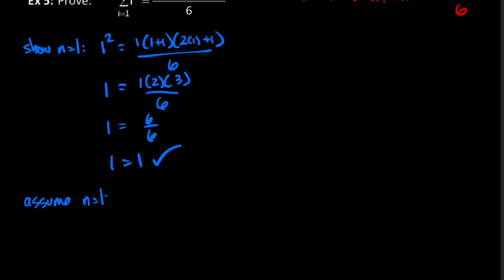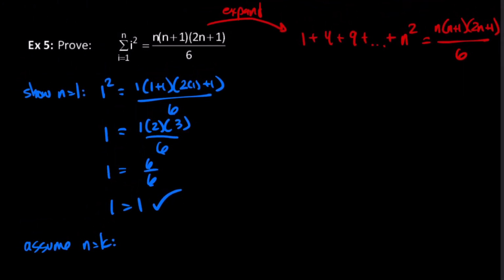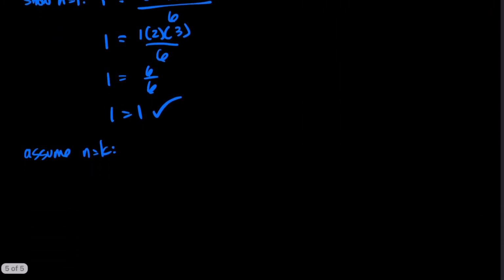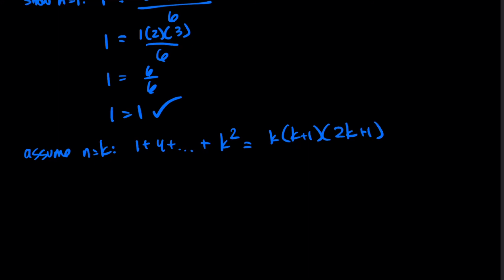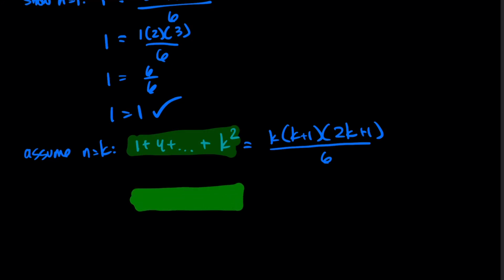Next, assume it works for n equals k. So I take my expanded notation right here, and I just replace all my n's with k's. Okay, so I got to scroll a little bit. So that's going to be 1 plus 4 plus dot, dot, dot, plus k squared equals k times k plus 1 times 2k plus 1 all over 6. So remember, here, I have to copy this part of the series down here and then add another term to it. That's the prove step.